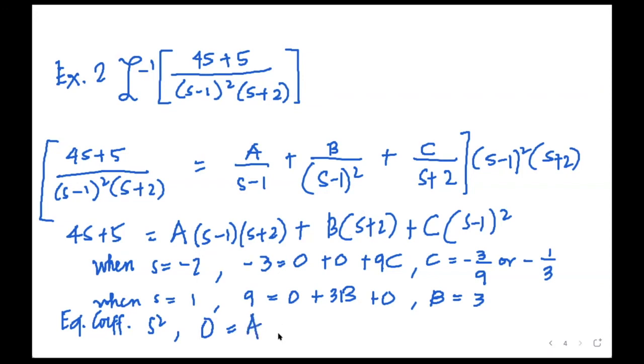Second term, wala kang s squared, so just plus 0. Third term, if you expand this, you have s squared times c. Yan. So plus c. A is equal to negative of c. Or this is negative times negative 1/3. So the value of a is positive 1/3. So we have constants a equal to 1/3, b is 3, c is negative 1/3.